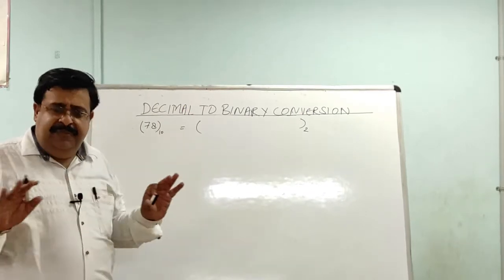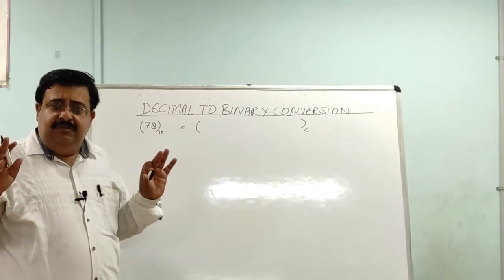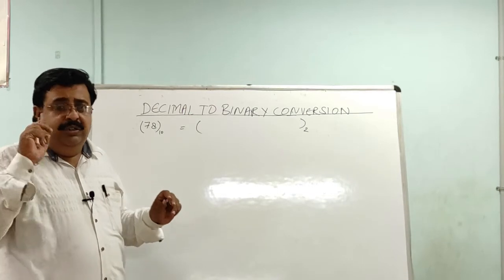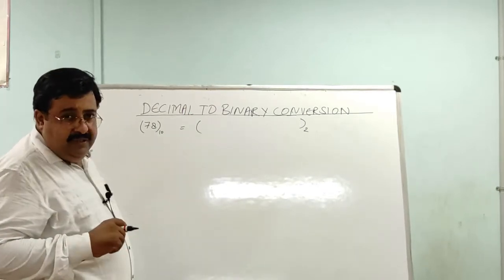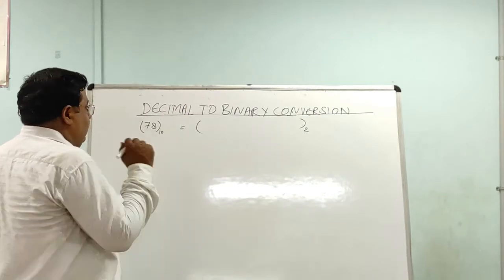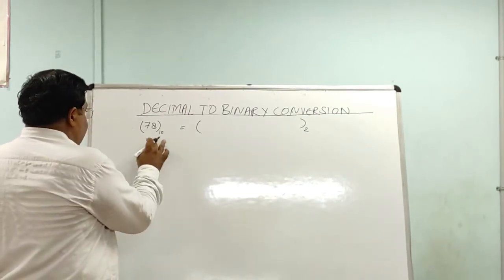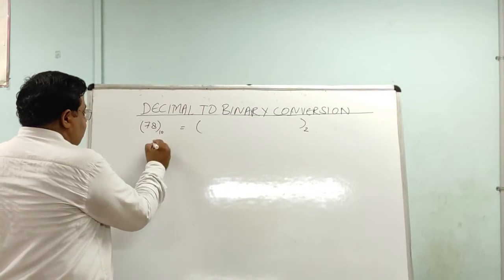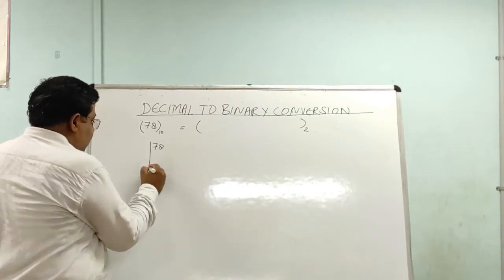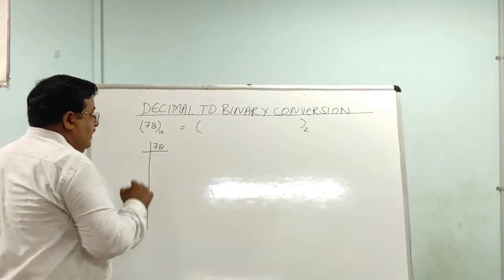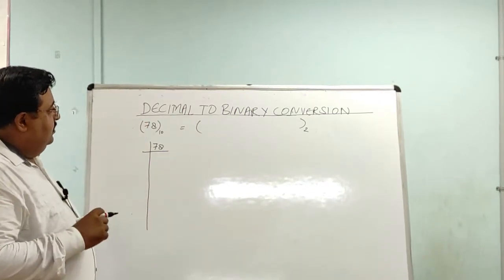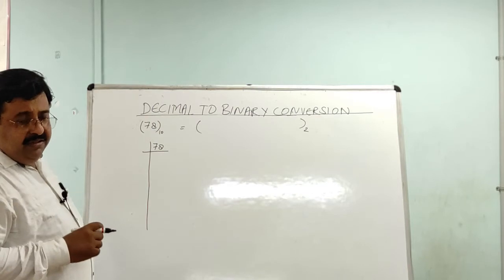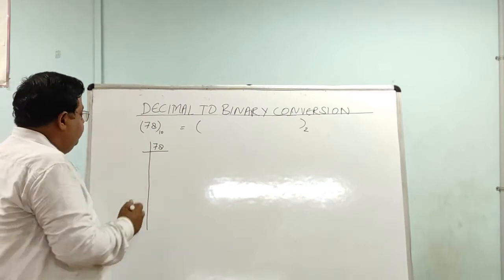Now, the process is fairly simple. I am going to tell you 2 different methods. The first method is the division method. In the division method, what we have to do is, we will write the number, then we are going to continuously divide it by 2 and we will collect the remainders from each and every step.